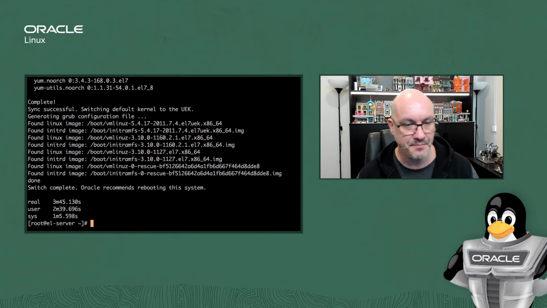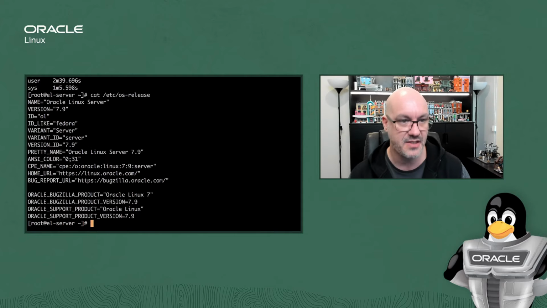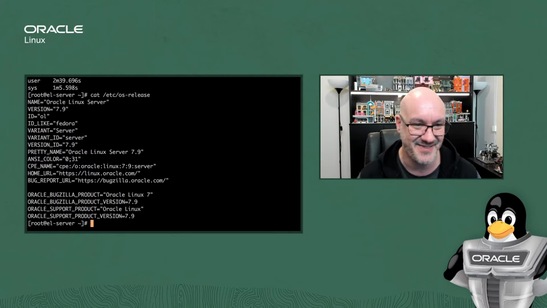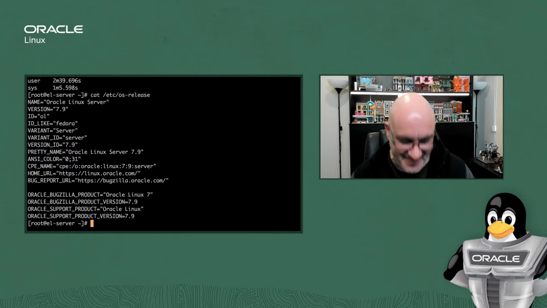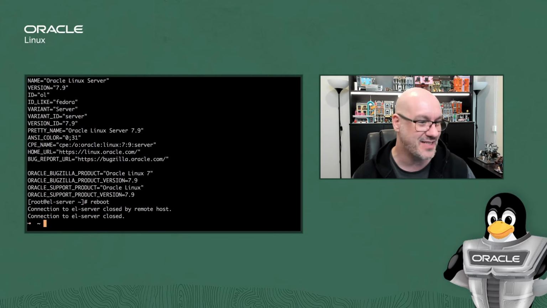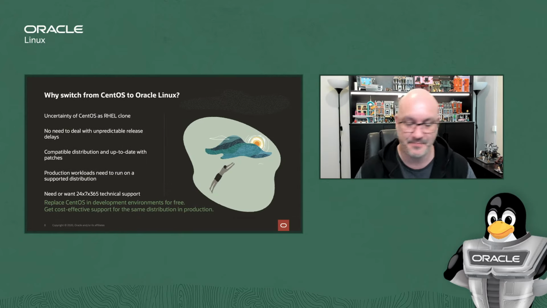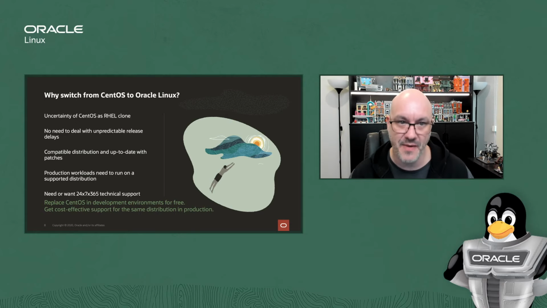So it's done. That conversion took 3 minutes and 45 seconds. If I now look at /etc/os-release on this box, it is Oracle Linux. And it's updated. I'm going to reboot this. We'll come back to it in a sec once it's finished rebooting to see that it'll actually boot up into the UEK. So that's our first one.